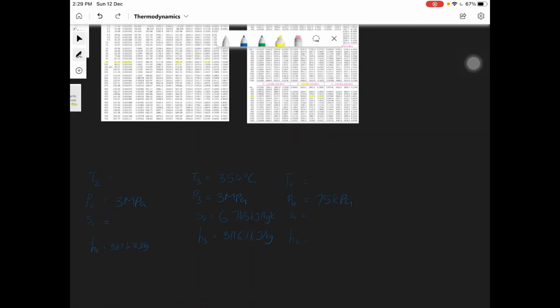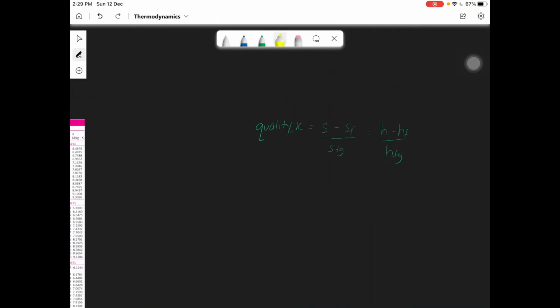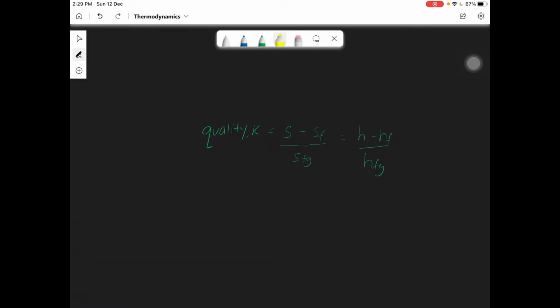How do we determine H4? Now, I mentioned earlier that we have to use the quality equation. Okay, so as you can see on your screen right now, this is the quality equation. S minus SF divided by SFG. We can find this one from the table, we can find this one from the table. We can also change S into H. So H minus HF divided by HFG. We can find HF from the table, HFG from the table.